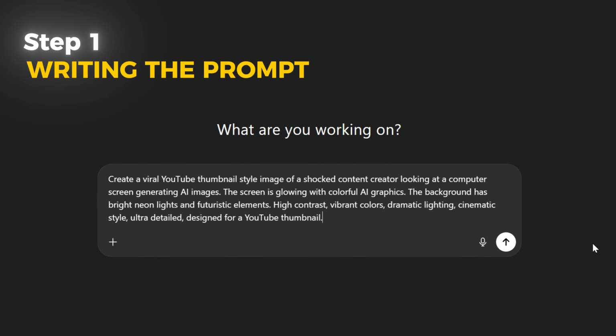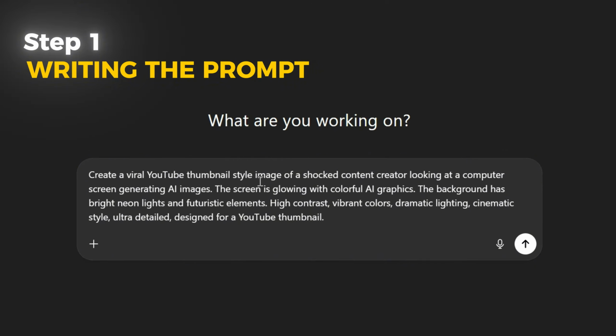Create a viral YouTube thumbnail-style image of a shocked content creator looking at a computer screen generating AI images. The screen is glowing with colorful AI graphics. The background has bright neon lights and futuristic elements. High contrast, vibrant colors, dramatic lighting, cinematic style, ultra-detailed, designed for a YouTube thumbnail. Now let's see what the AI will generate.